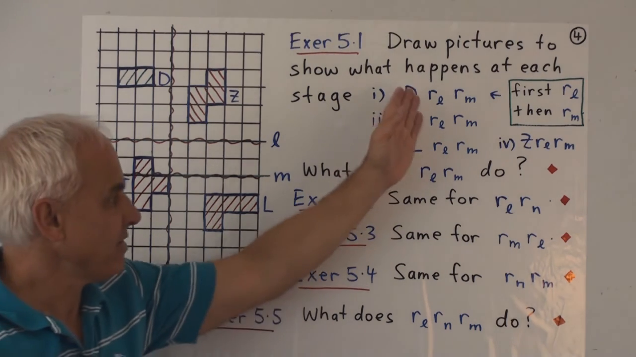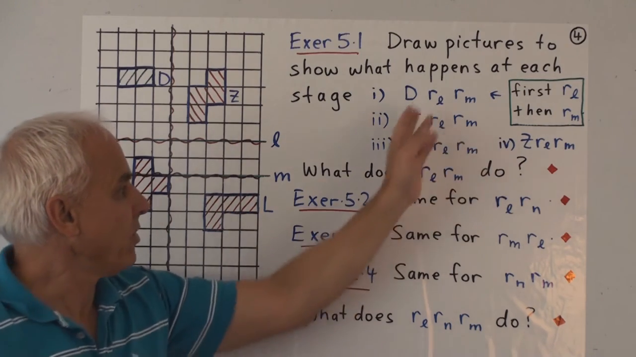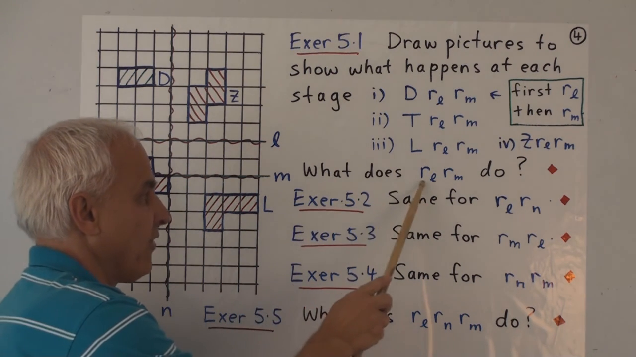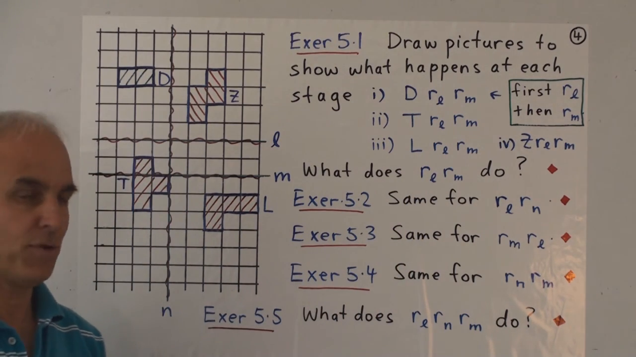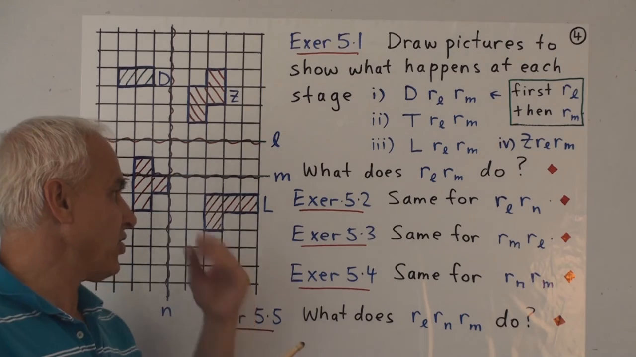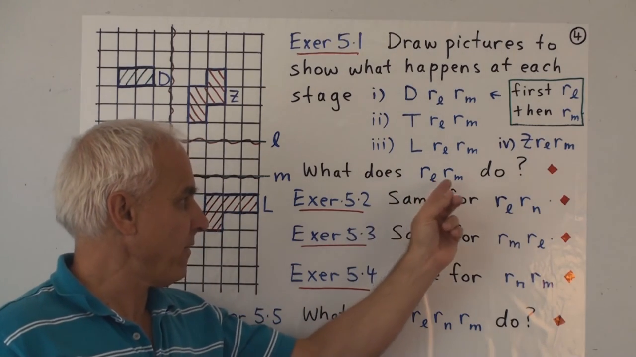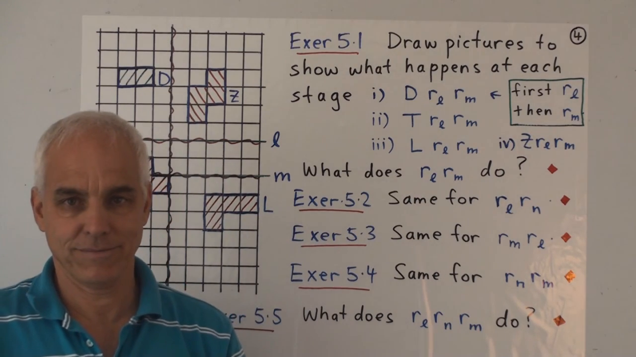So the idea is to see what happens to T, to L, and to Z when you apply that particular combination, reflection in L and reflection in M. And after you've done that, then you should get a sense for what this combination does in general. You can think about, if we applied it not just to these 4 but to some other shapes, what does reflection in L followed by reflection in M do more generally?